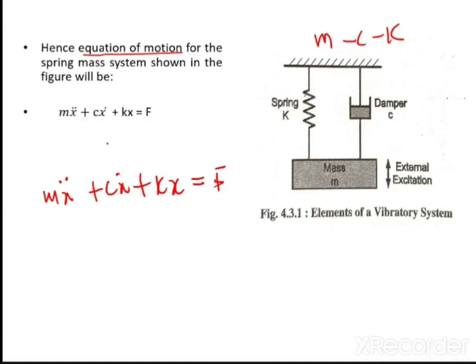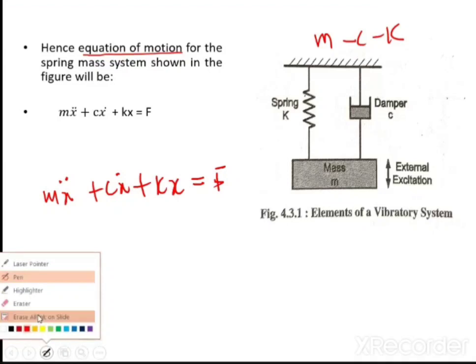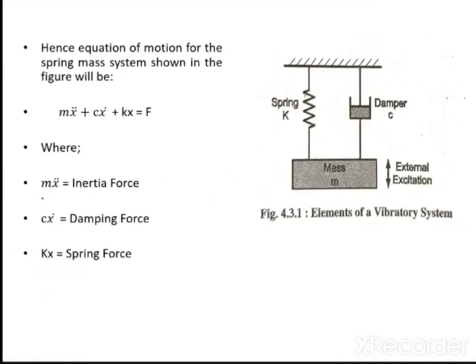Clear? Where F is the force, m x double dot is the inertia force, c x dot is the damping force, and k x is the spring force. Now when we solve a problem or do an analysis, the equation of motion will always be in terms of these three.